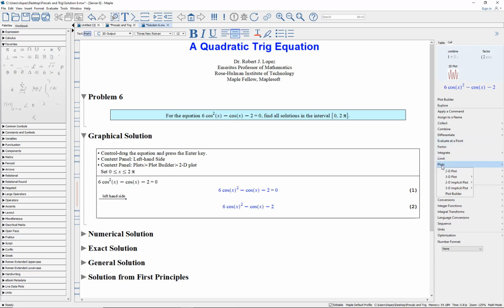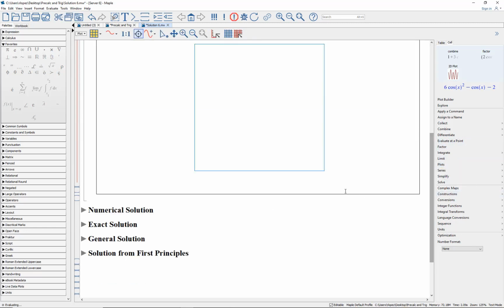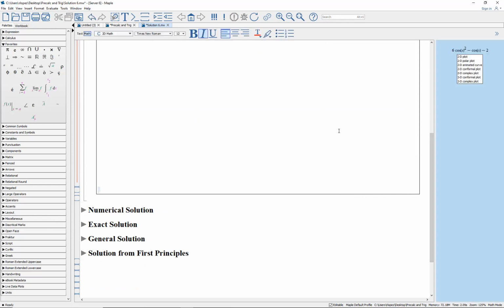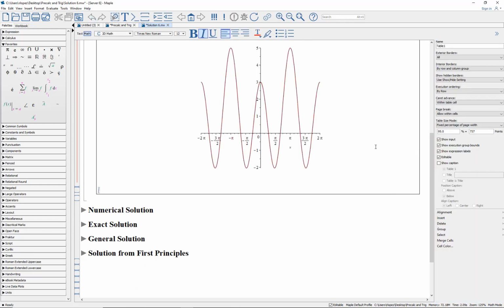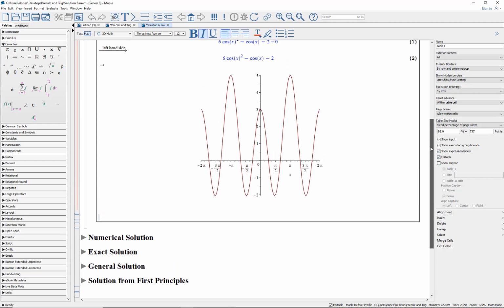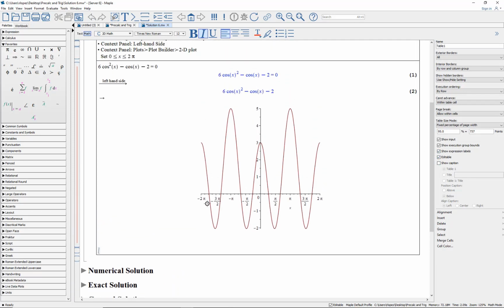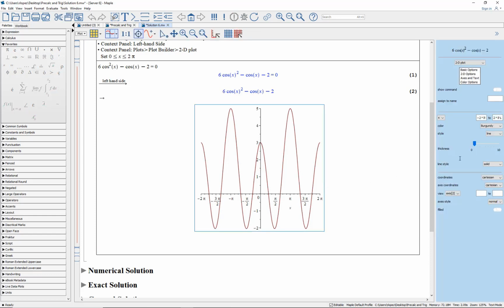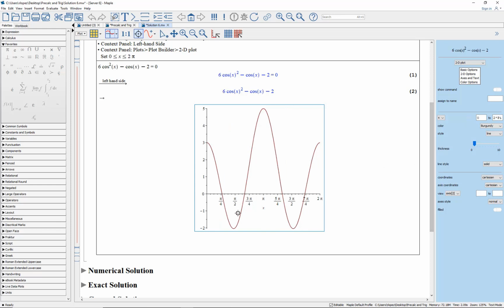So plot builder. And we are drawing a 2D plot. And the default plotting range is minus 10 to 10, minus 2 pi to 2 pi. So let's just go 0 to 2 pi, because that's the range we're interested in. And we look and see there appear to be 4 solutions. 1, 2, 3, 4.